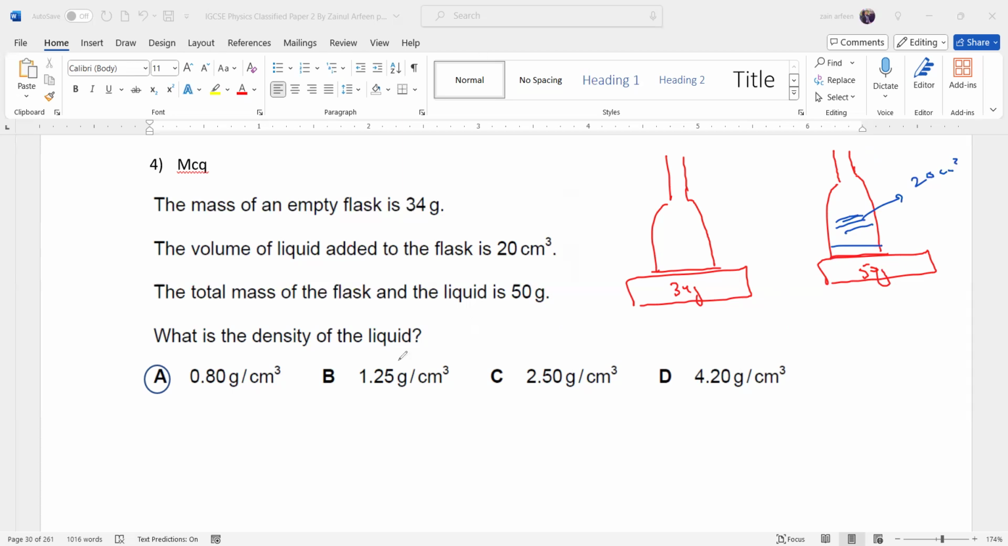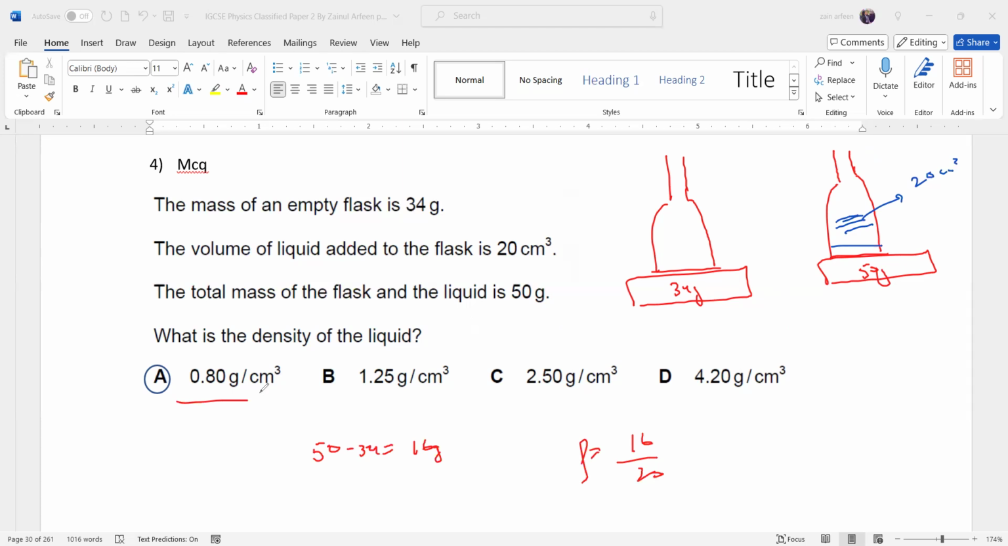So we take a difference. It will be 50 minus 34. 50 minus 34 is equal to 16 grams. So 16 grams is the mass of the liquid and the volume is 20. So it is 16 divided by 20. That will give us 0.8 grams per centimeter cube.